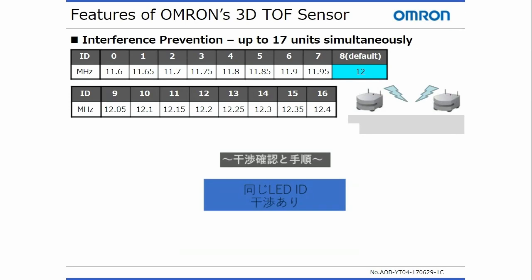The B5L features a built-in interference prevention function, allowing for up to 17 units under simultaneous operation. By changing the sensor's ID, the user can change the emitted LED frequency, ranging from 11.6 MHz to 12.4 MHz, preventing frequency interferences between the multiple units. In the next slide, I will show a video featuring 2 sensors, each using a different ID. With these sensors set at different IDs or frequencies, you can see that they are able to provide a stable and reliable detection and avoid interference from one another.